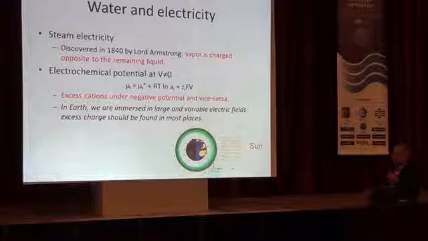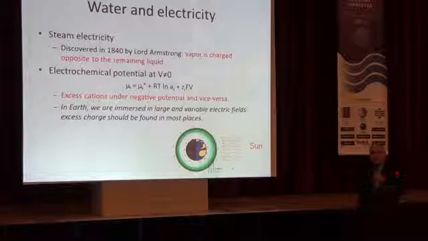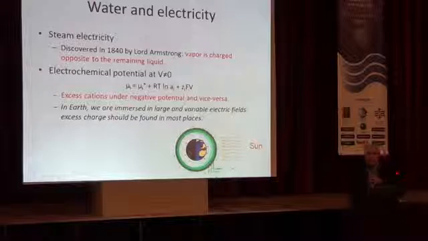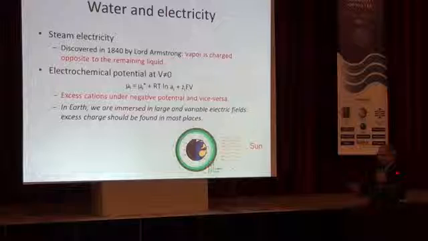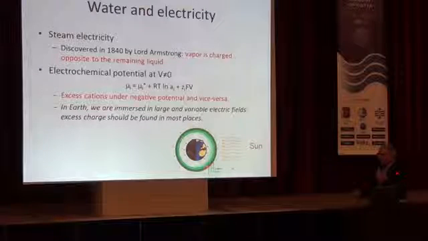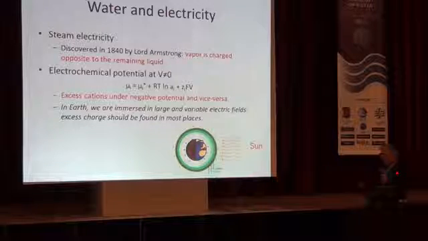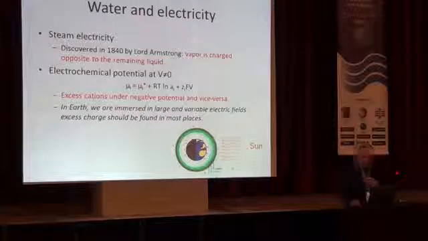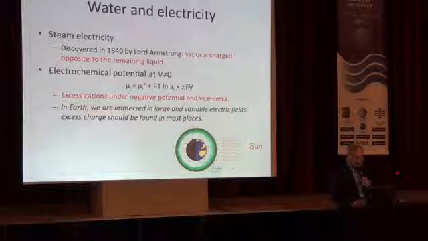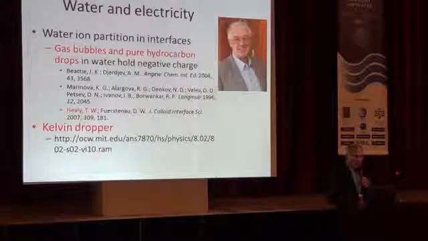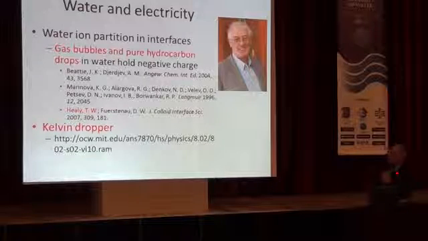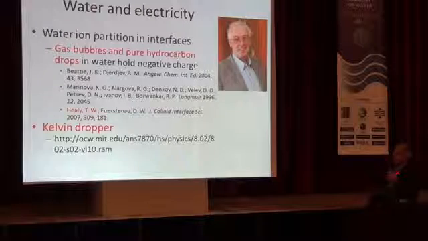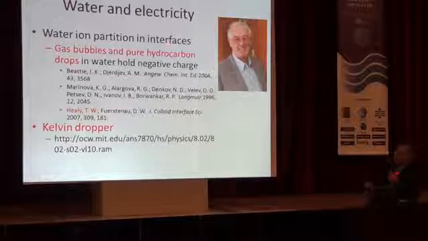And since on Earth we are immersed in very powerful electrostatic fields due to the condenser formed by the ionosphere and the Earth's surface, then almost everything on Earth's surface should show some excess charge. But this has been largely neglected in most cases. There are some other factors that are important.